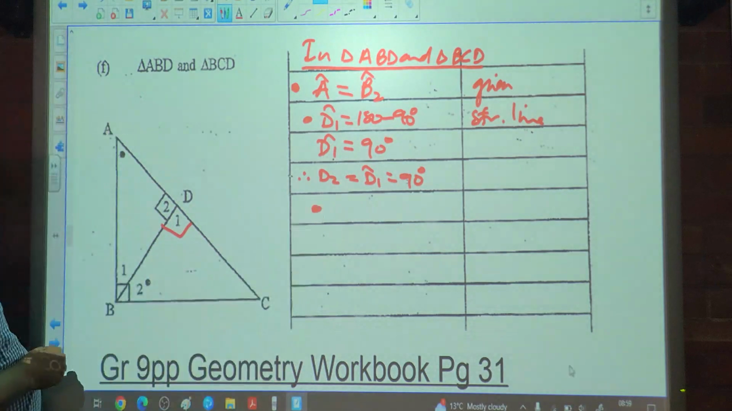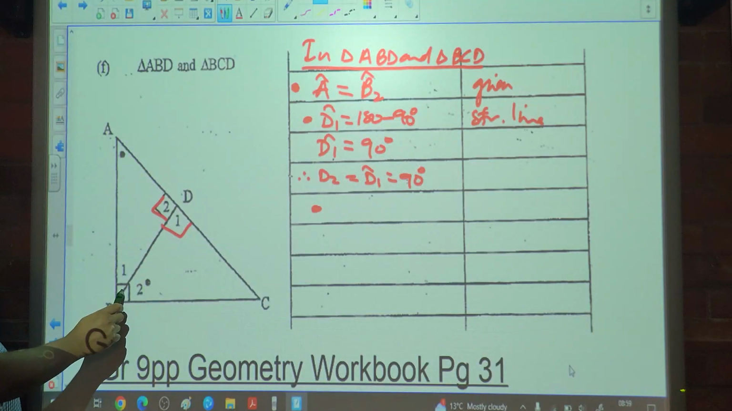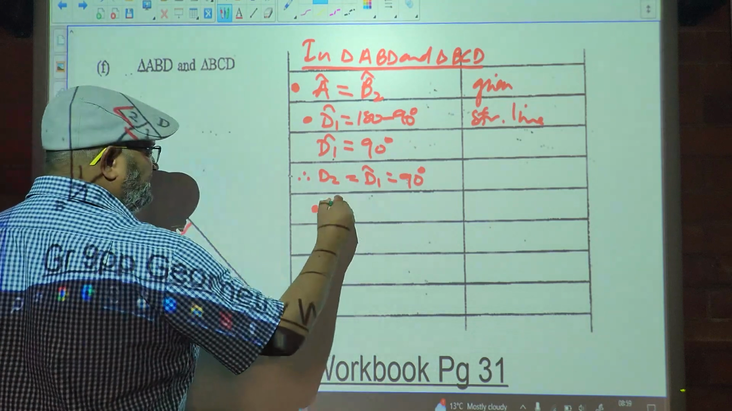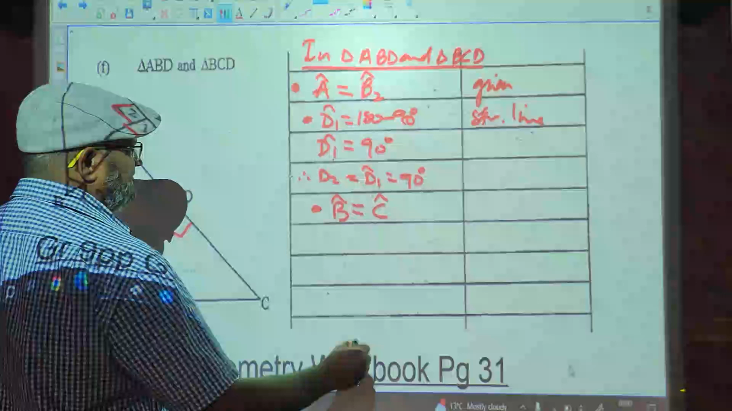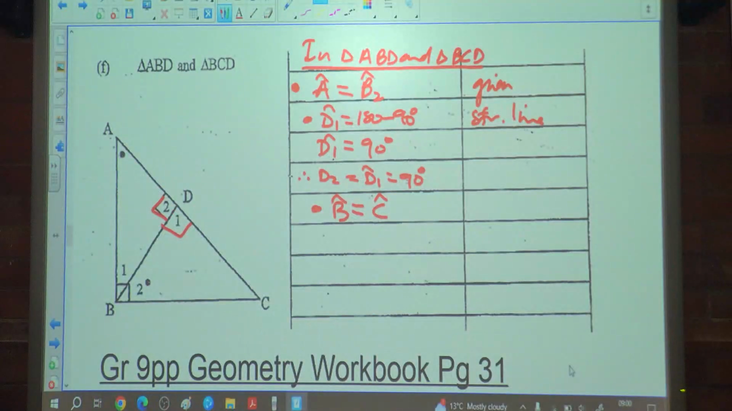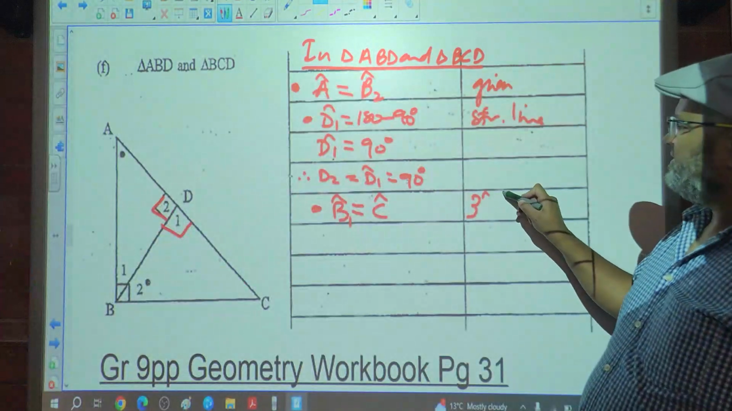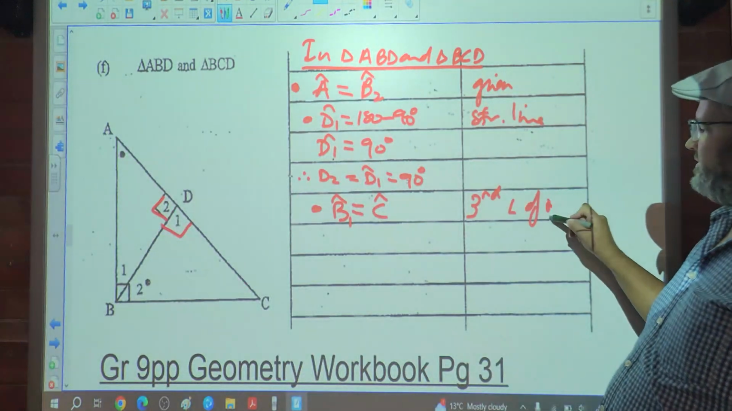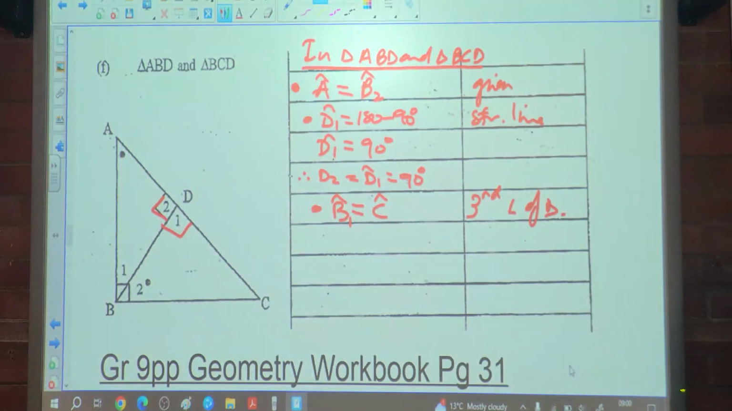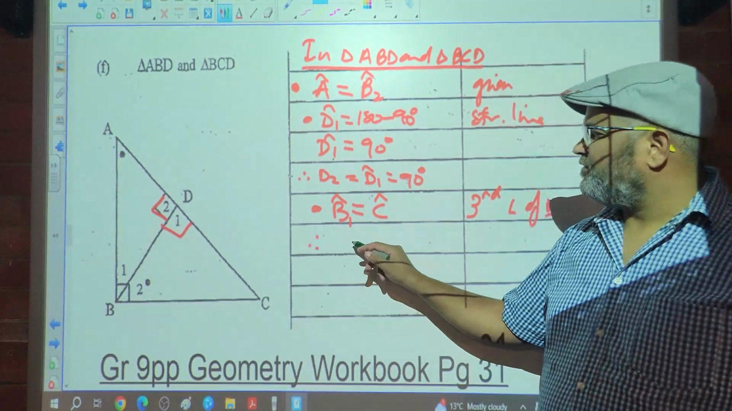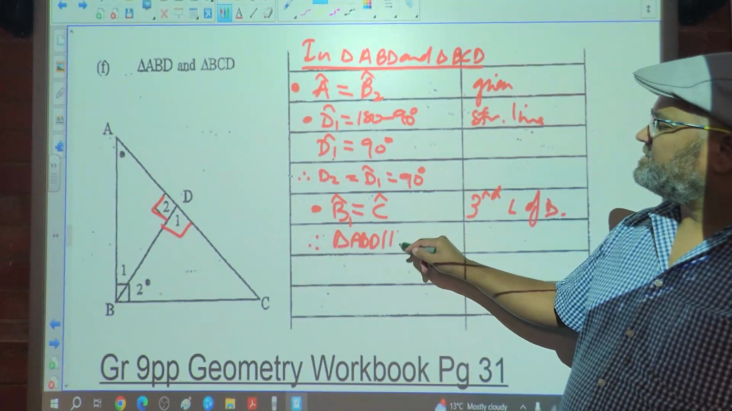Next one. So we got this angle, we got that angle. So we can now just say that angle B1 has to be equal to angle C. Why is angle B1 equal to C? Because it's the third angle of. Is that enough to conclude similarity? Yes. So therefore, triangle ABD is similar to triangle.